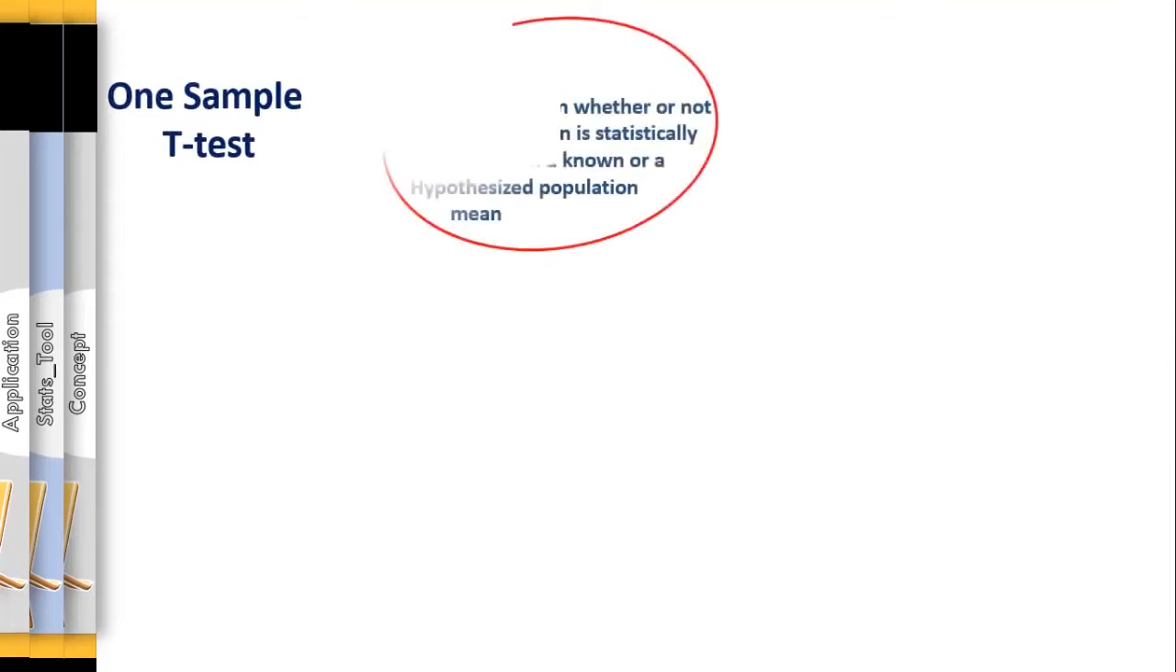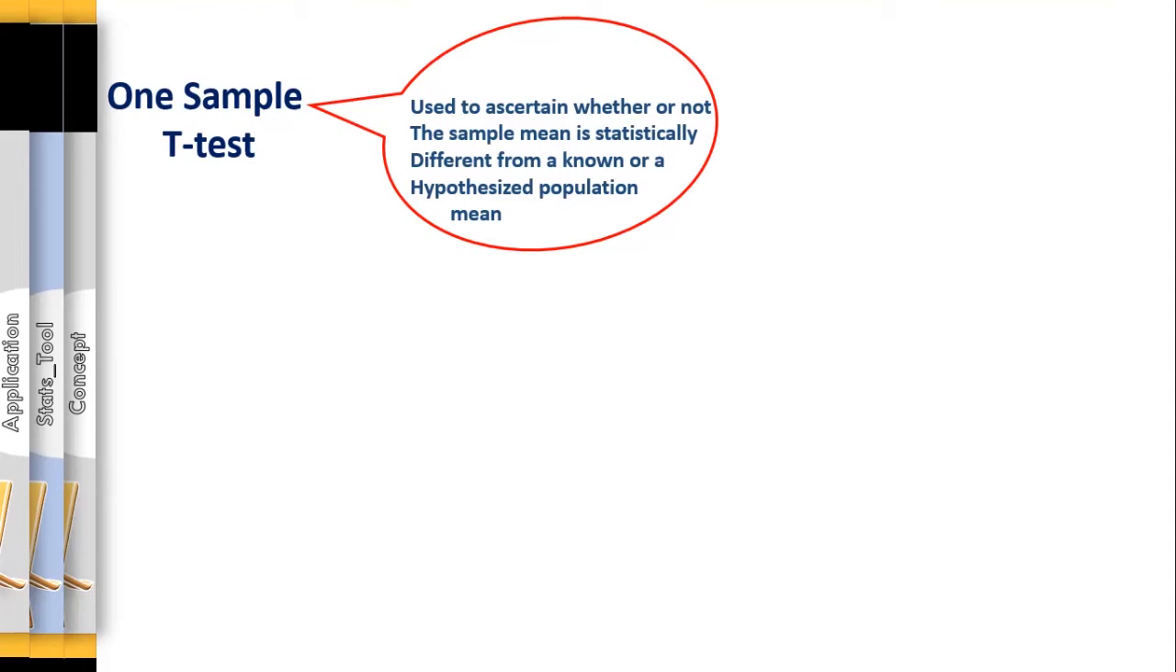Now, one sample t-test, what is it all about? Well, it is used to ascertain whether or not the sample mean is statistically different from a known or a hypothesized population mean. So for example, we are looking at height. Now let's assume that it is hypothesized that in a population, the mean height of the people is, for example, 1.2 meters. Now we sample a section of this population, we take their height, and then we measure the mean height of that particular sample.